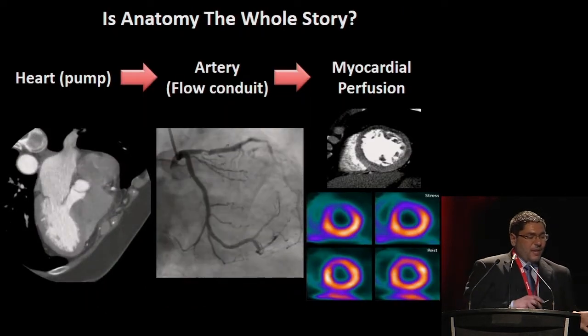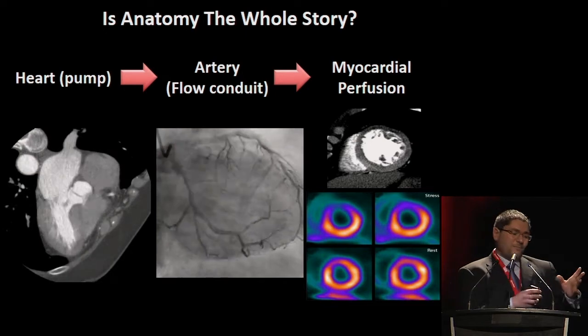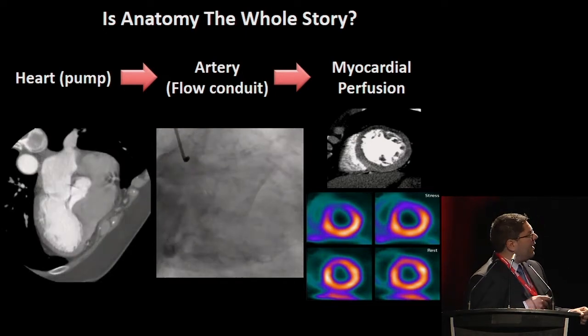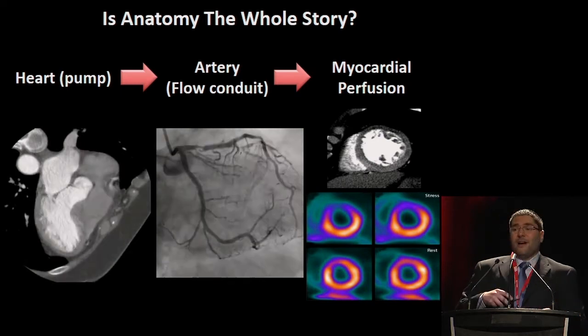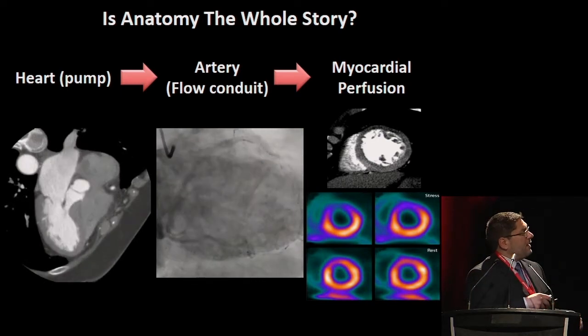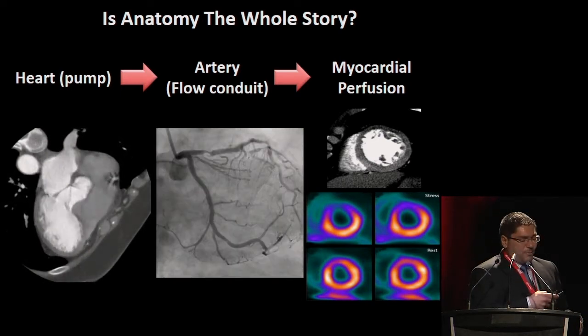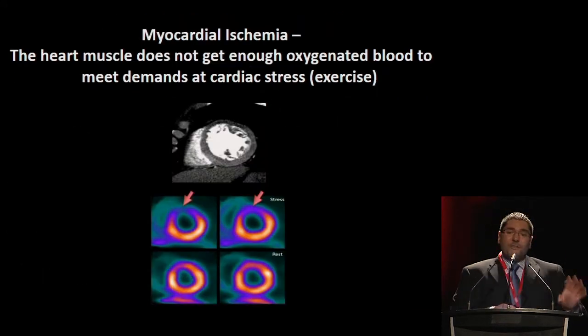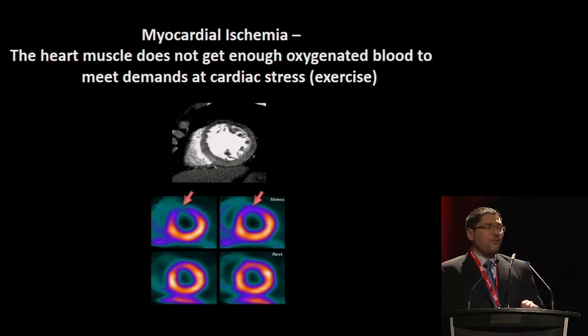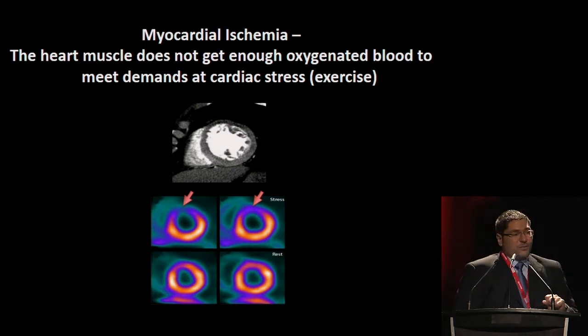And if you think about the whole pipeline, so to speak, you start with a heart that pumps blood, and then that blood is carried by the coronary arteries to reach the end organ, and really it's the myocardial perfusion, whether the myocardium is getting enough oxygenated blood when it needs it, at cardiac stress, at exercise, to avoid having, say, a myocardial infarction.